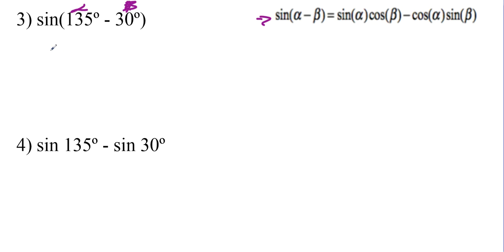That's going to be sine 135 times cosine 30. And we're going to subtract, all right, cosine 135. It's sort of like switch places here.